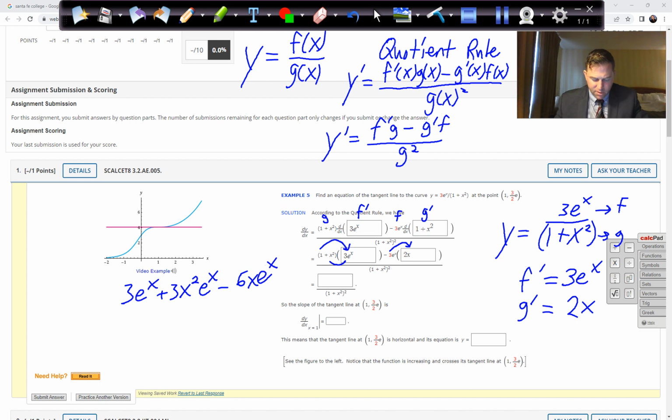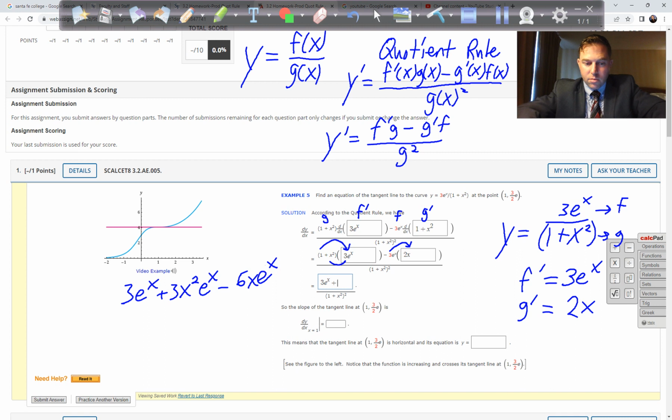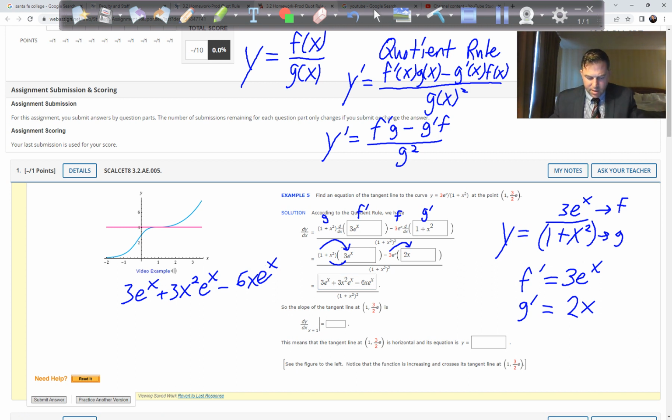And unfortunately, nothing simplifies. We could factor out an e^x, but I'm just going to type everything in and see what they think about it. So this would be 3e^x plus 3x raised to the second e^x minus 6x e^x. Okay, then it says, so the slope of the tangent line at (1, 3/2 e) is what?